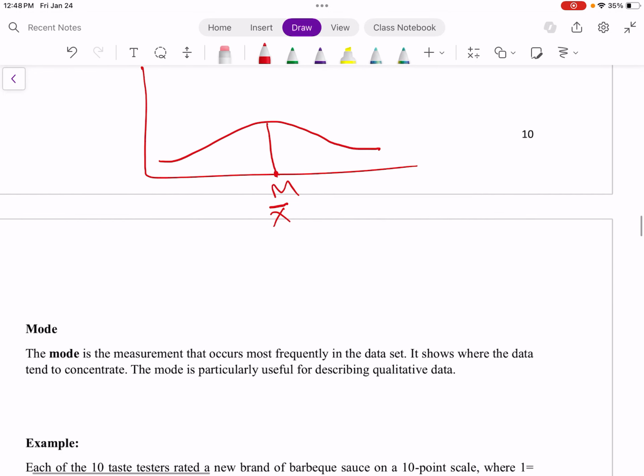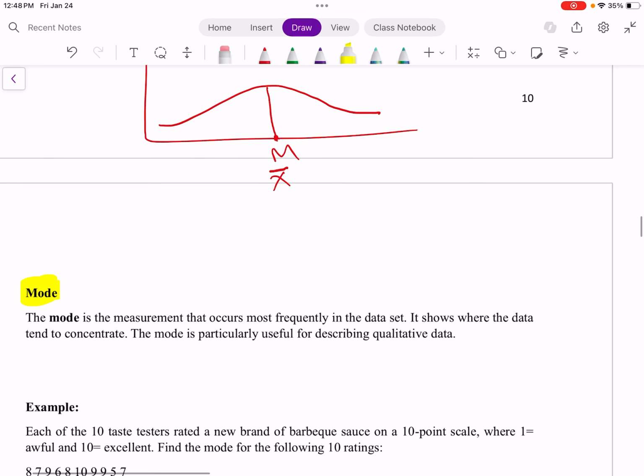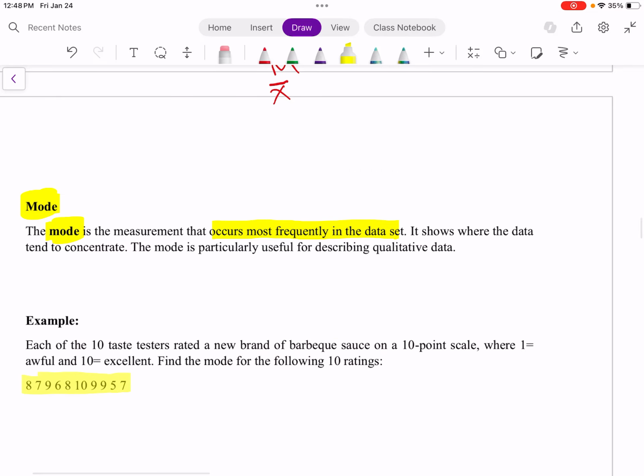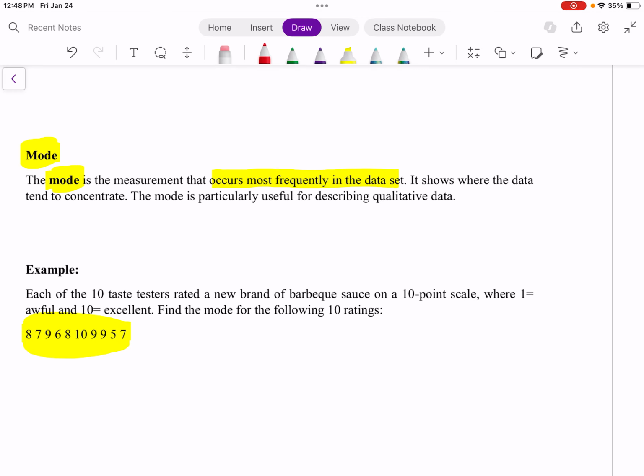Okay, the last measure of central tendency is the mode, okay? This one is easy. The mode is the measurement that occurs most frequently in a data set. So whenever we are finding a mode, we are looking at the measurement that occurs more frequently. Like here we have this example. Now in this example, which measurement occurs most here? Okay, so 1, 2, 3 times, right? So 9 occurs 3 times, so our mode is 9, okay?